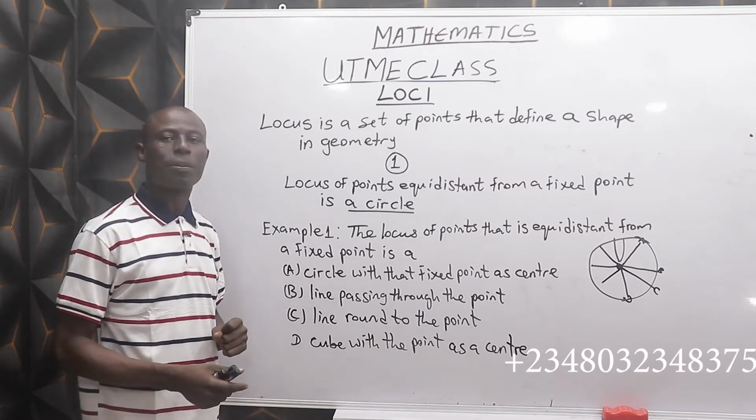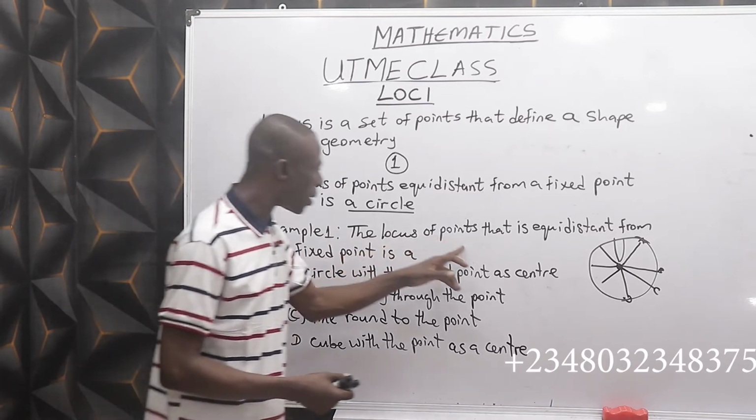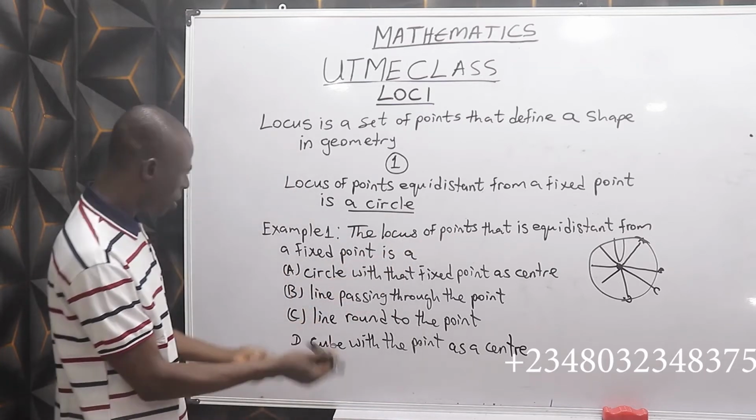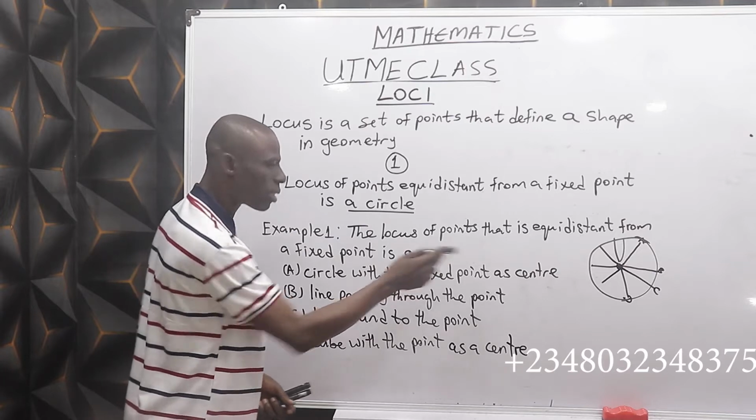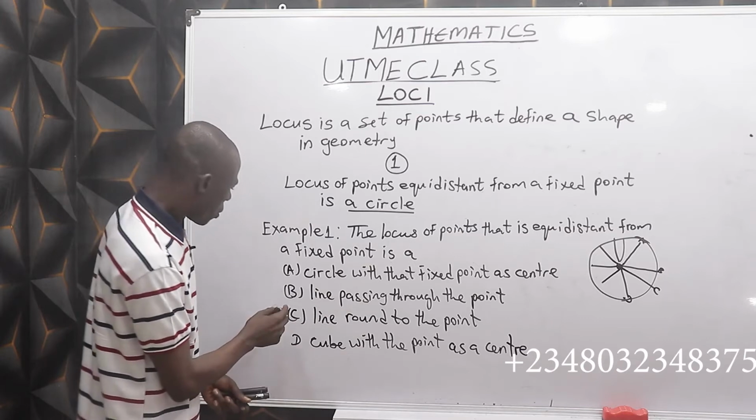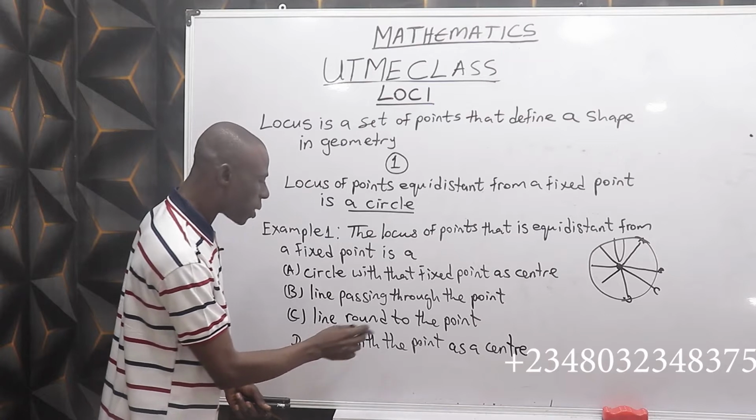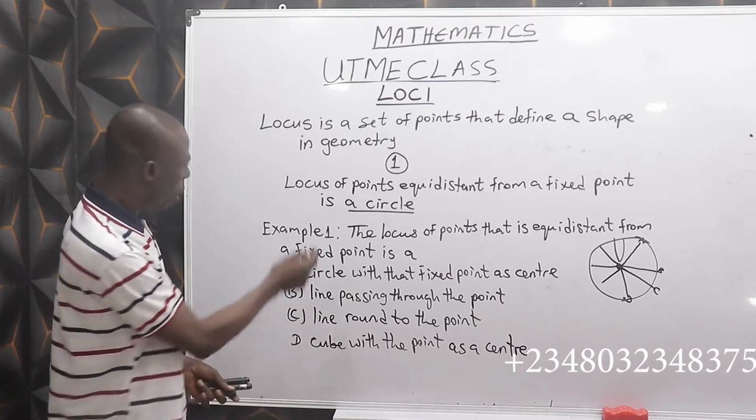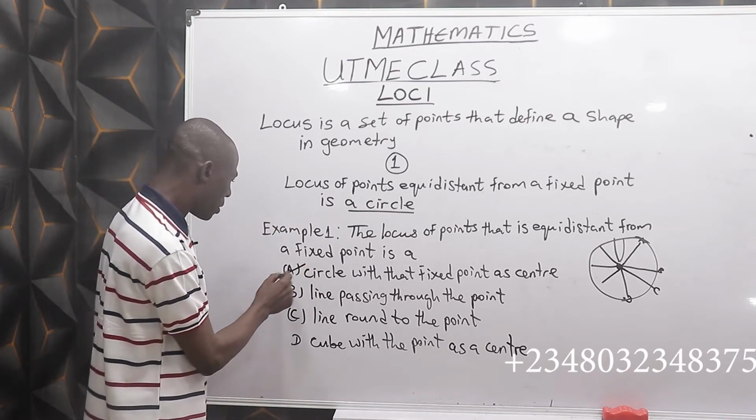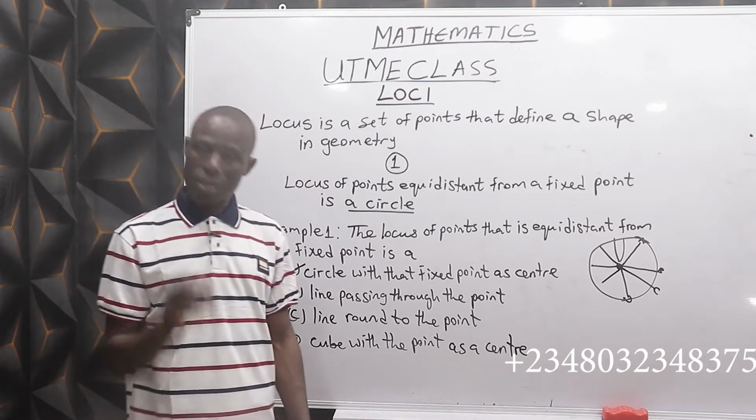Let's consider example 1. In this example 1, this is UTME past question. The locus of points that is equidistant from a fixed point is a, what is it? Option A, circle with that fixed point as center. Option B, line passing through the point. Option C, line round to the point. Option D, cube with the point as a center. According to what I've just explained and what you can even see on the board, option A is the correct answer. Circle with that fixed point as center.